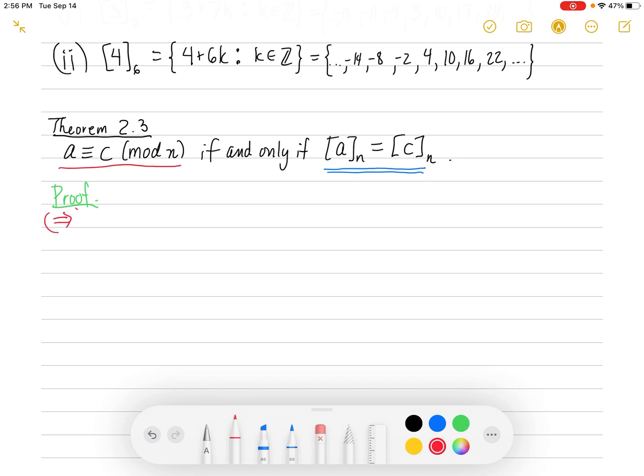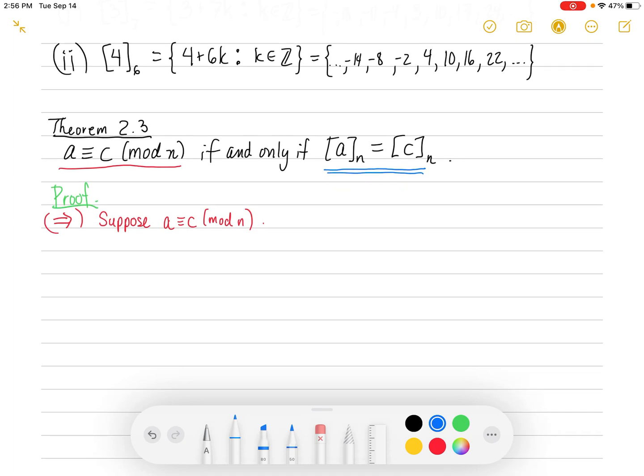So I'm going to start by proving the forward direction. I'm going to suppose that A is congruent to C mod n. Now, what does that mean? Well, let's not unravel any definitions just yet. Let's try to focus on proving the blue. So we will show that these two sets are equal.